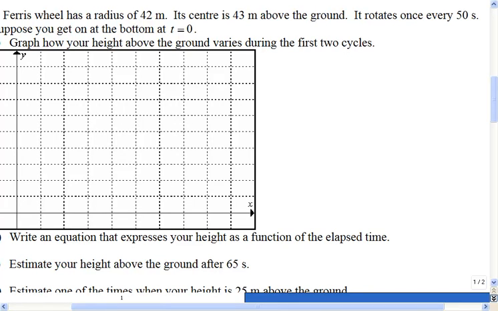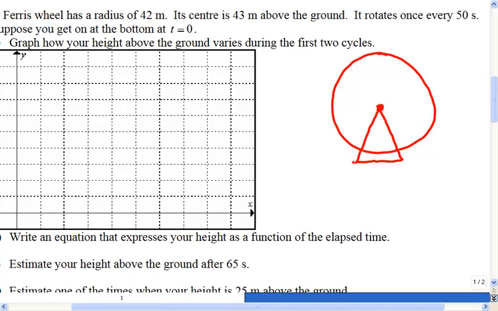Okay, so why don't we get a picture of a Ferris wheel going here, and then we can add to it. So for example, maybe this is the Ferris wheel. And we've got some extra information we can label. So I'm going to take one of the easy ones here. I'm going to take the radius. It says the radius is 42 meters. Anything else we can label?